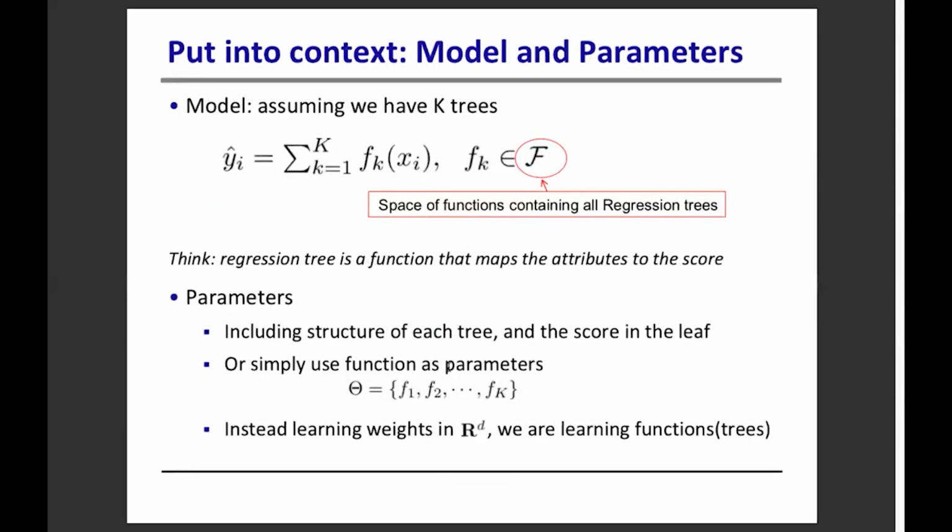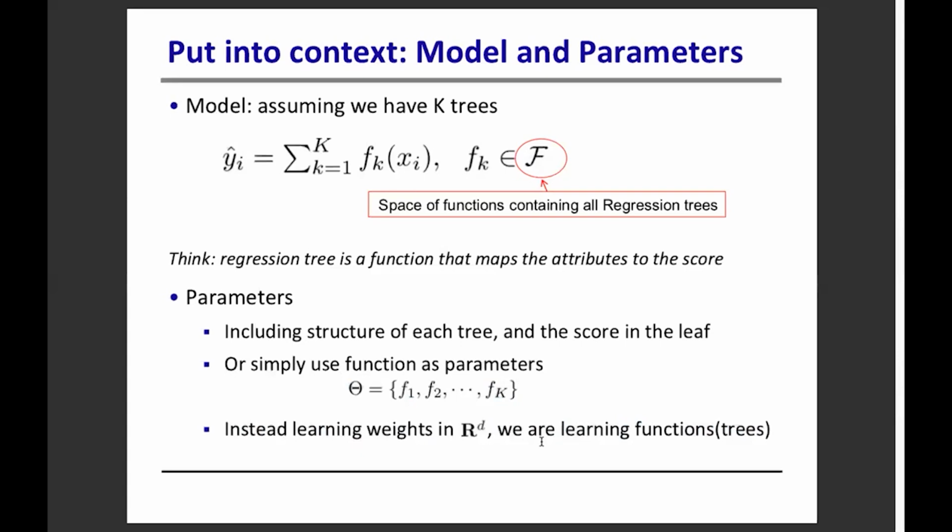Or simply use functions as parameters: f1, f2, up to fk. If there are many such trees, then we'll have the structure of each tree and the score of each leaf as f1 and so on. So instead of learning weights in R^d, we are learning functions.